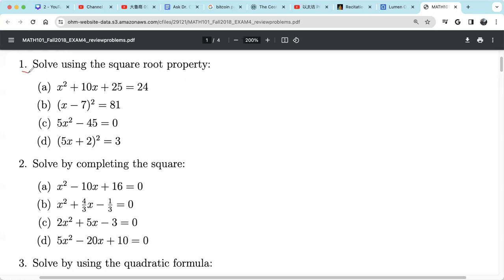So the first type of question is solving these quadratic equations with the square root property. With the square root property, we want to make one side a square root. Let's see the first one, 8.